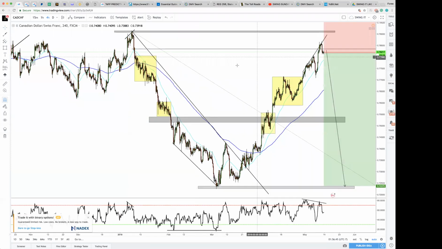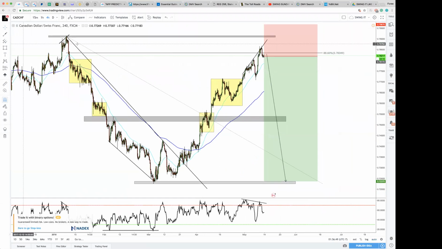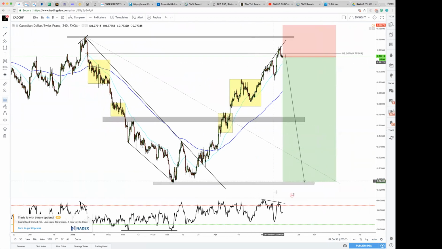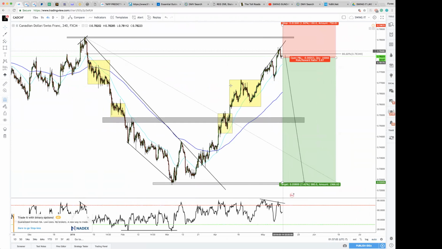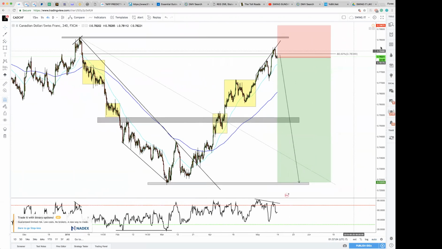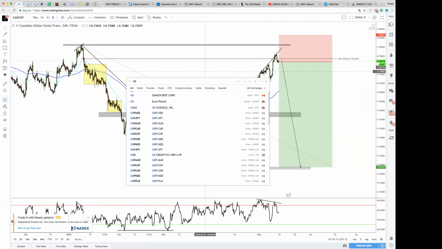All right, CAD CHF, it just popped up not too long ago. That was an M, level 1, level 2, a nice W, level 1, level 2, and a nice M at the 88.6. At the same time, it's a divergence. So it's a nice indication that the price has done its job. Now it's going to push back down. So let's see how it plays out. CAD CHF is done now.